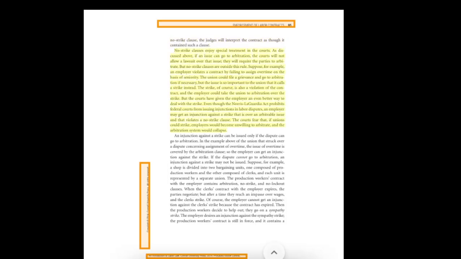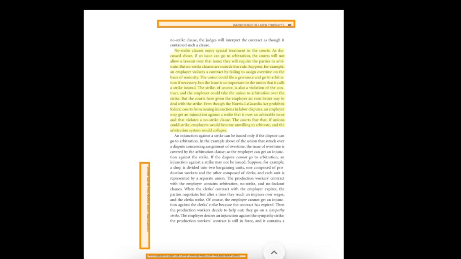No-strike clauses enjoy special treatment in the courts. As discussed above, if an issue can go to arbitration, the courts will not allow a lawsuit over that issue, they will require the parties to arbitrate. But no-strike clauses are outside this rule.